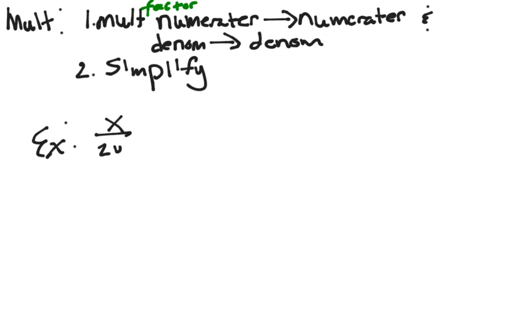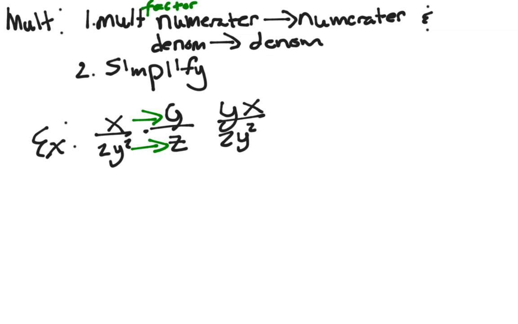x over 2y squared times y over z. There's nothing to factor here because I don't have any addition going on in any of my numerators or denominators, which means I'm just going to multiply numerator to numerator and denominator to denominator. And I get yx over 2y squared times z. I notice I have a y in my numerator and a y in my denominator, a y squared in fact. And remember, I can cancel those out since there's only multiplication happening, to get x over 2yz.